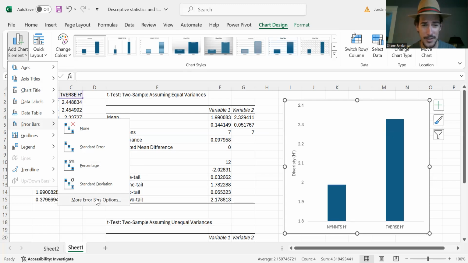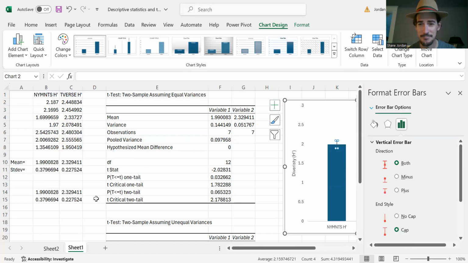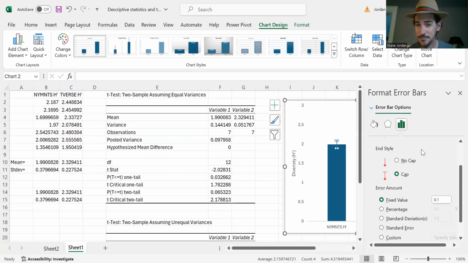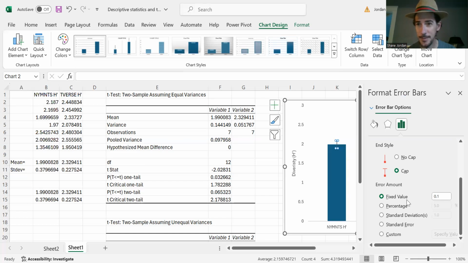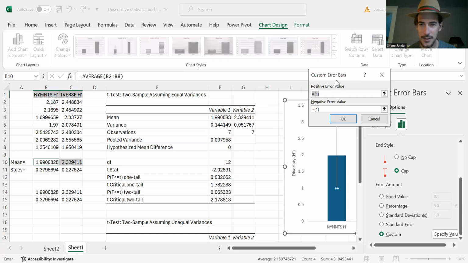What you want to do is go to More Error Bars Options, Format Error Bars, and go to the very bottom. They just hide this from you. I don't know why. And select Custom. Once you select Custom, you can specify the value that should be added to these error bars, and you have the opportunity to enter that information in.